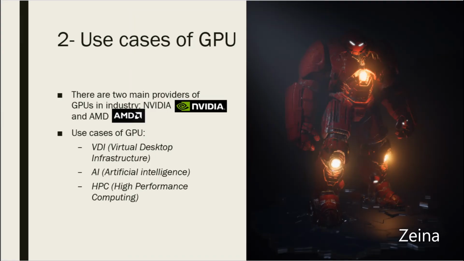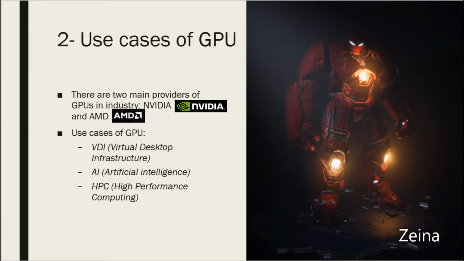So now let's look at where GPUs are used. But before that, there are two main providers of GPUs in industry, NVIDIA and AMD. Both providers manufacture GPUs that are optimized for certain use cases. So let's jump into that, because a big question is, why do we even need a GPU? In what industries and in what use cases?